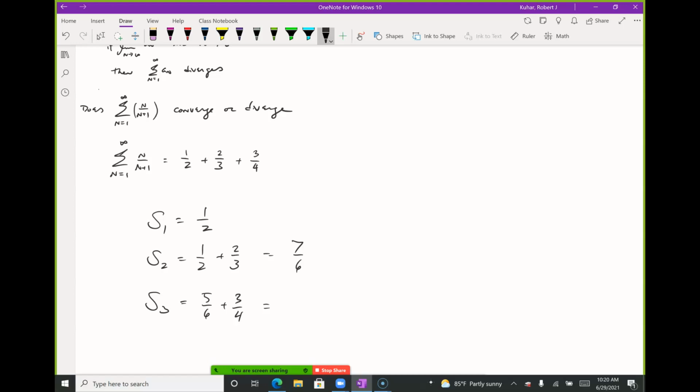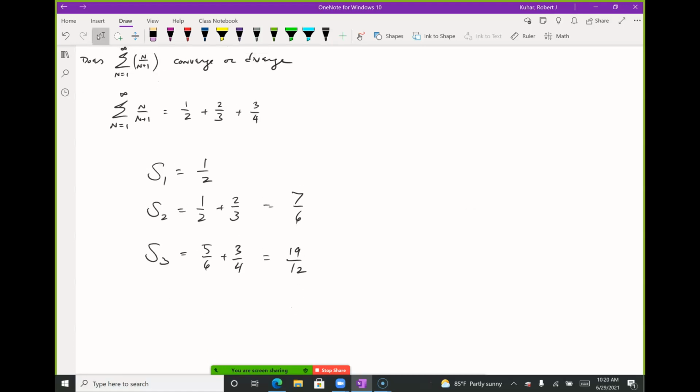I need 10 and 9, right? 19/12. Look at where these partial sums are going, right? They're getting bigger as I'm doing the sum. It's getting bigger and bigger. And then I'm trying to get my nth partial sum. I can't really see a pattern.